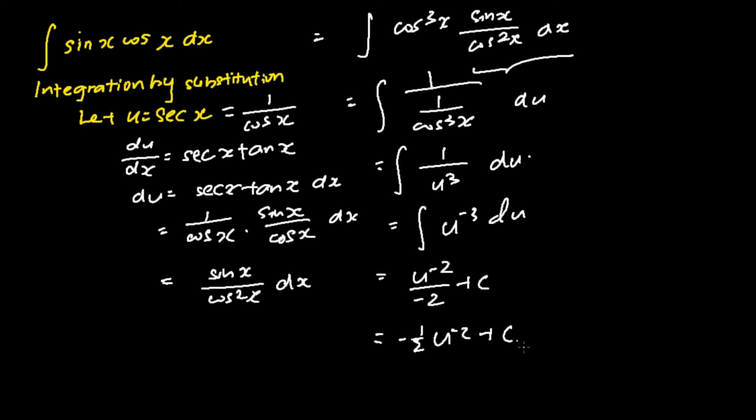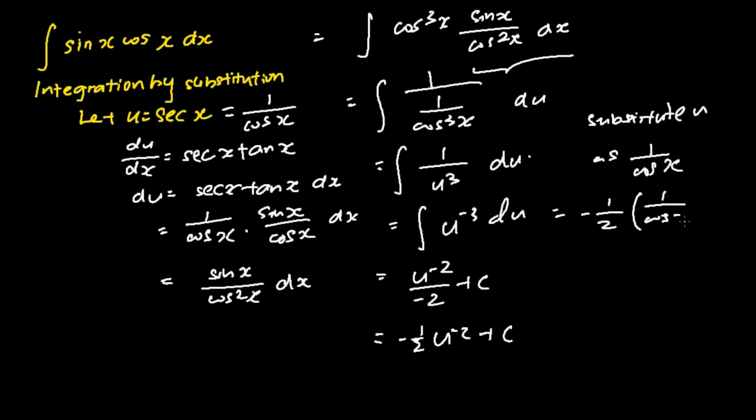And last but not least, we substitute my u as 1 over cosine x, and we get the following, which is negative half times 1 over cosine x to the power of negative 2 plus c. This is the same as negative half sine square x plus c. And this is the answer to the integration of sine x cosine x dx.